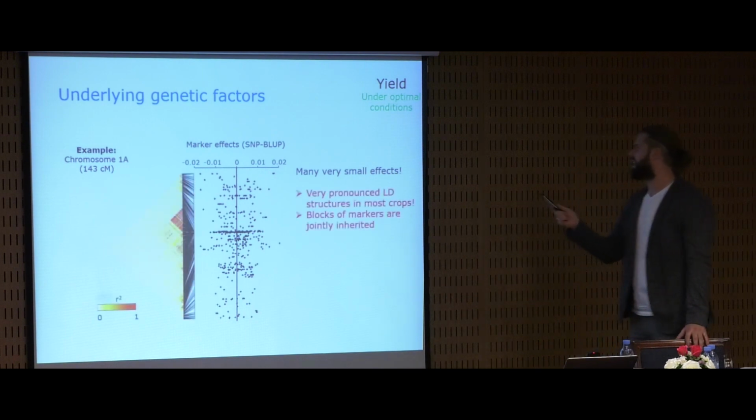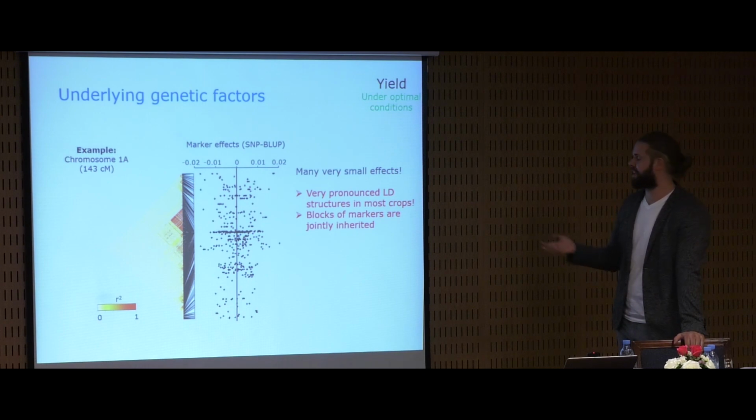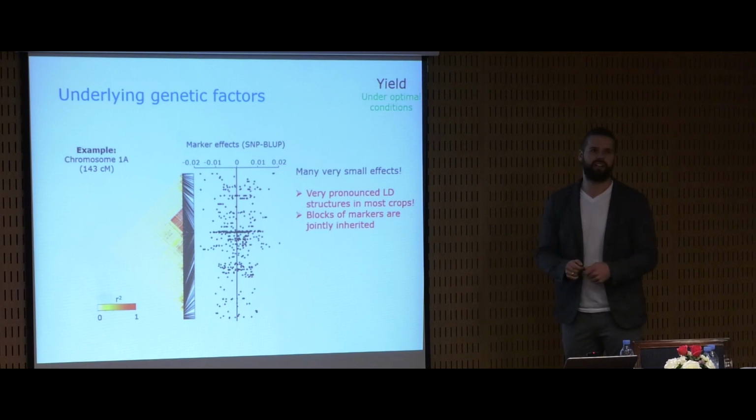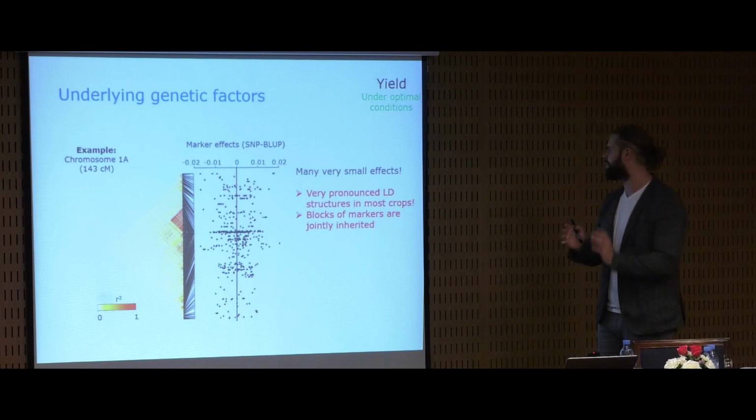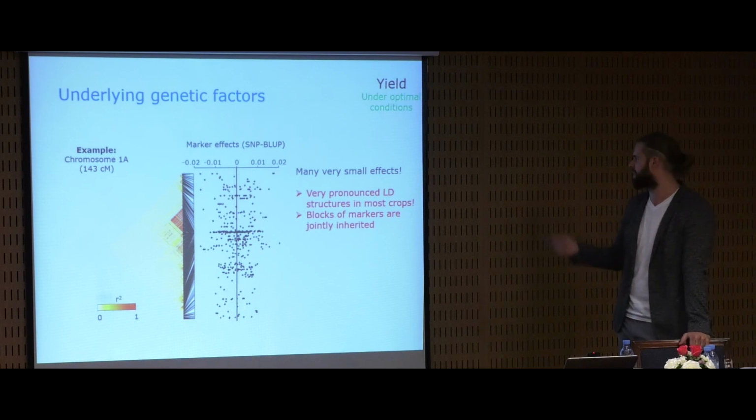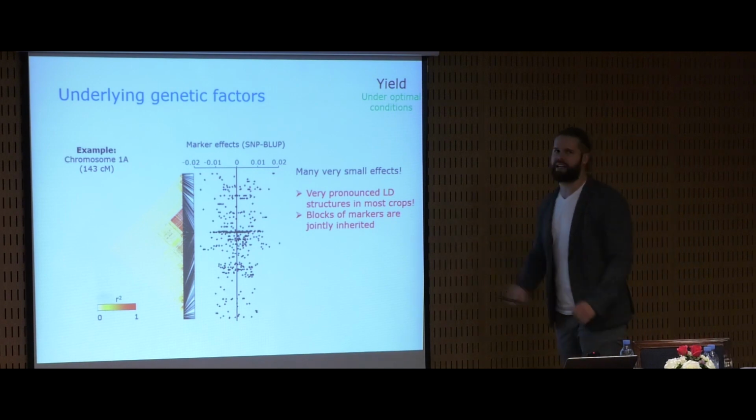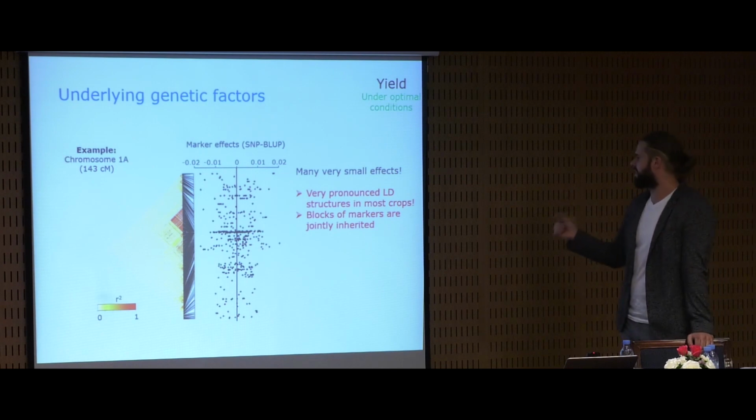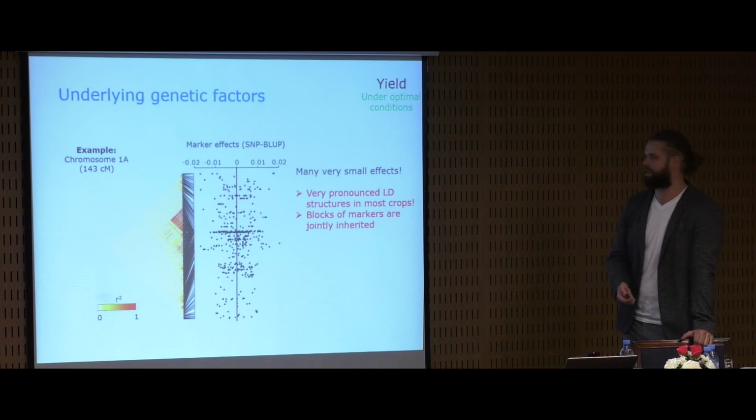But at the same time, working with wheat, we know that there are very strong and pronounced LD structures. So we know that there are really tight blocks of LD, and this is not only true for wheat, but pretty much for any crop that has been under very strong selection. And so we know that blocks of these markers, or to be more precise, alleles of these markers in these blocks, they tend to be jointly inherited.